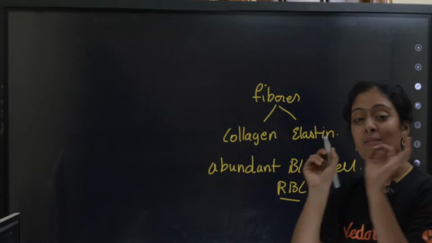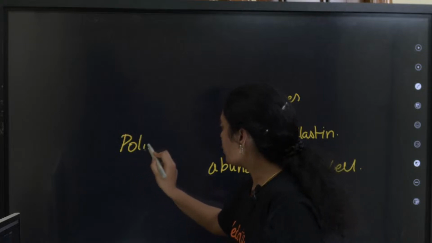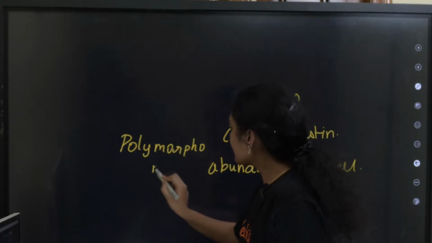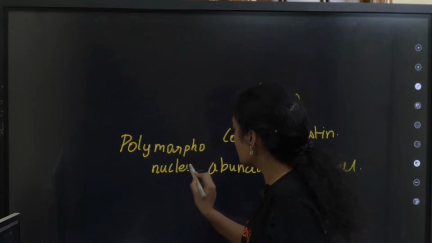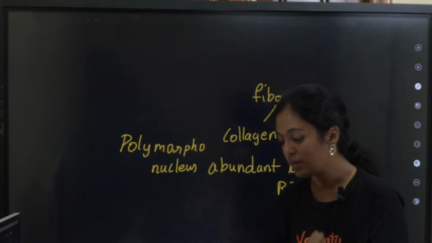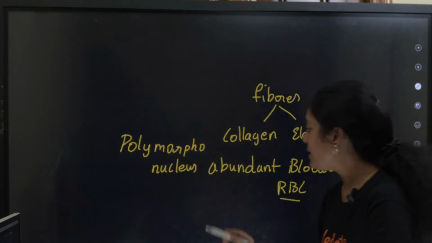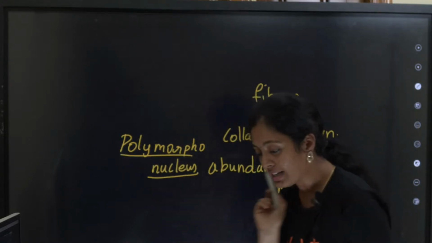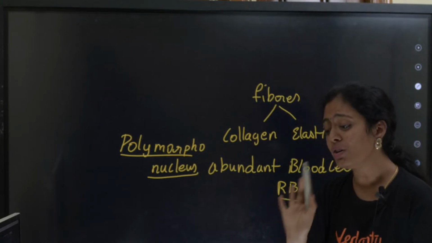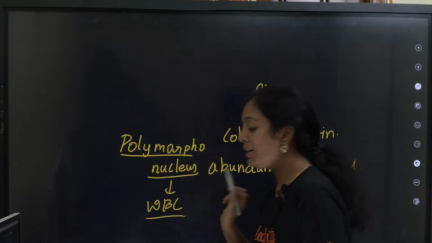Okay. Which blood cell exhibits polymorphonucleus? Yes, collagen and elastin fibers, very good. Next question. Which blood cell exhibits polymorphonucleus? Very good. WBC. Polymorphonucleus is exhibited by WBC.